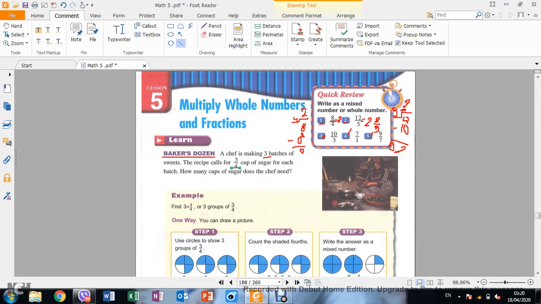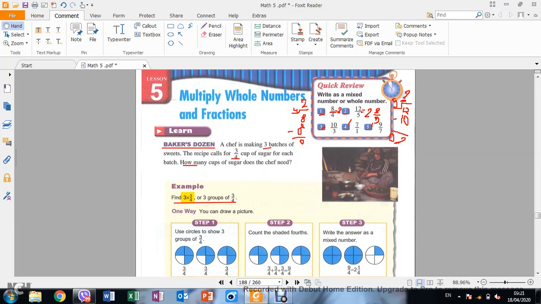How many cups? What do we need to do? We need to multiply these two numbers together, this whole number by this fraction, because we want to know how many cups of sugar the chef needs. We have two ways for this multiplication. Find 3 times 3/4. Look at this one. 3 times 3/4.